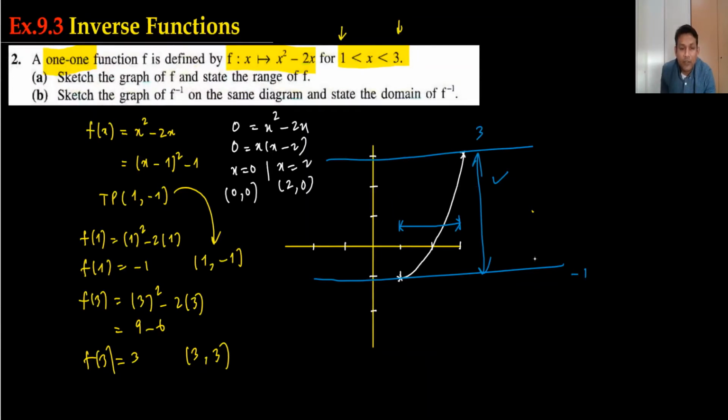So the range of this question will be, not less than or equal to on the left because equal to is not here. So the range is from -1 till 3. And this is the range of the first part. We have done it.